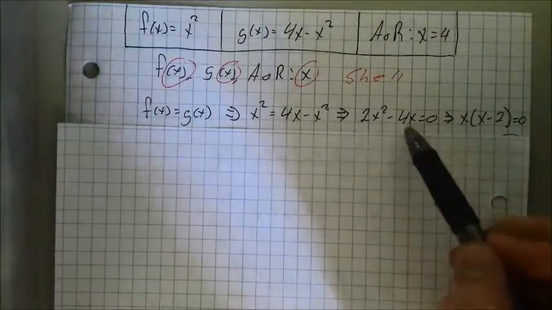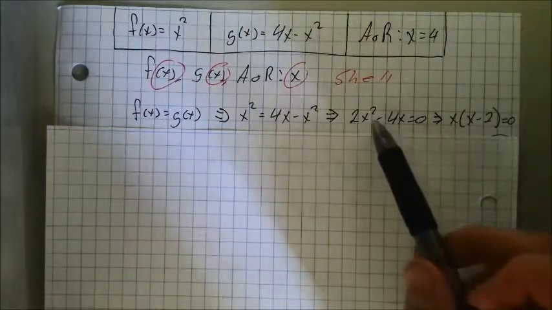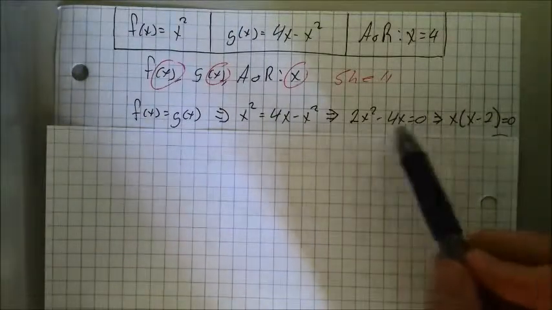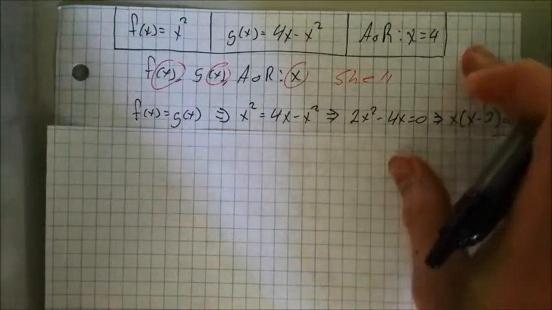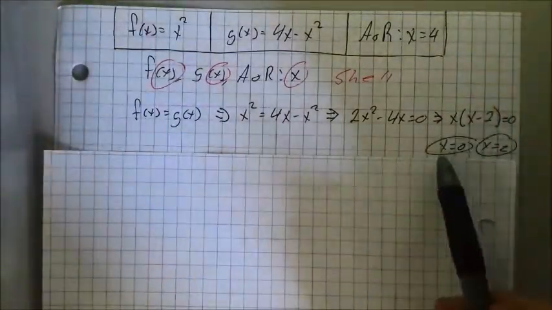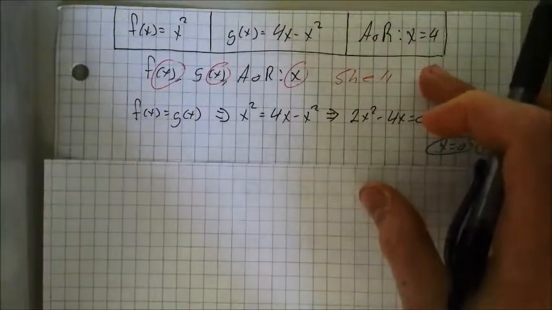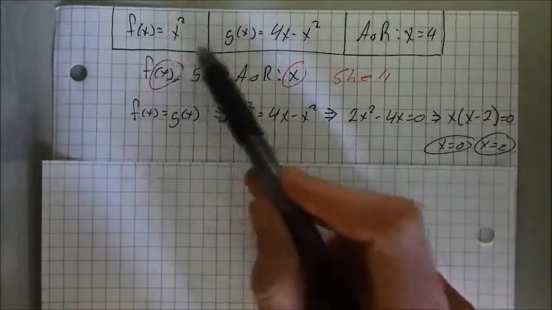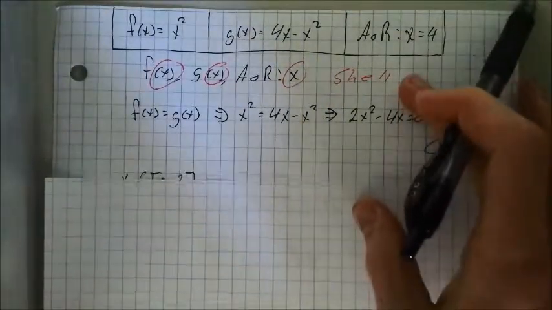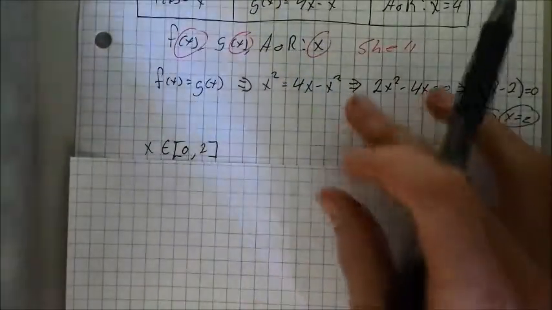From here, we can divide by 2 and factor out an x, and I just did that in a single step. So I have x times (x minus 2) equals 0. And from there we can solve. So x equals 0 and x equals 2. And that is our domain. That's where these two functions cross each other. And we want the area in between them. And so our domain is x is a member of the interval between 0 and 2 inclusive.